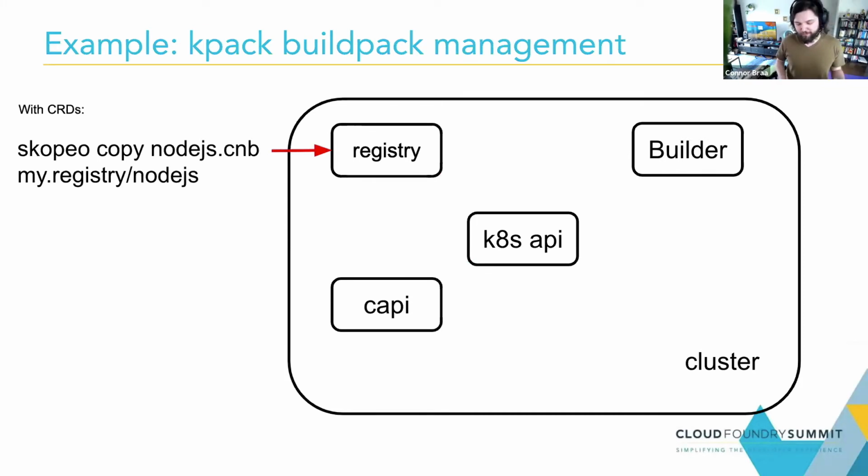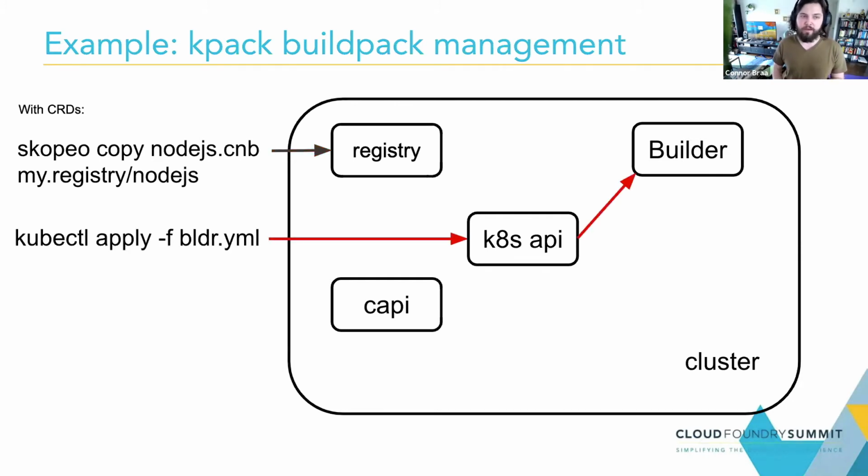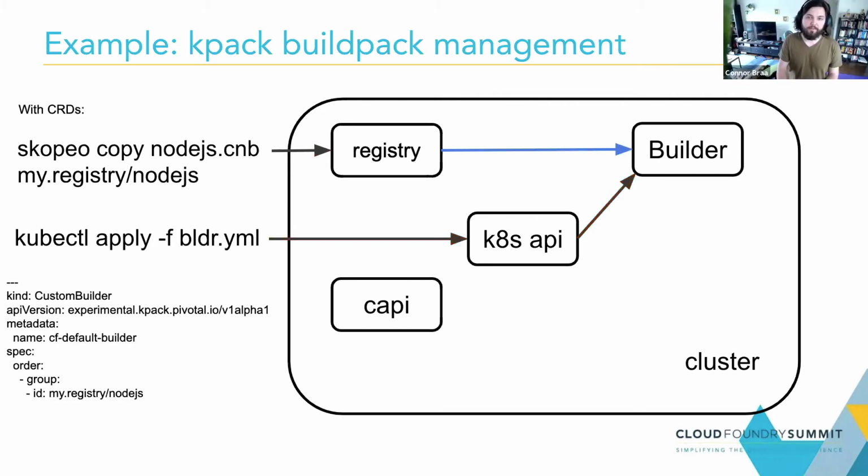With CRDs, we start to break all of these different steps down. We don't need to just talk to the CF API, but instead we can upload our Cloud Native Buildpack package directly to a container registry, and then apply a new kpack builder to the Kubernetes API in order to declare a whole new list of ordered buildpacks. That builder can then reference the image that we just uploaded to the registry previously in its YAML. And just like that, we've created a whole new, completely declarative interface for the management of buildpacks and their auto detection order.